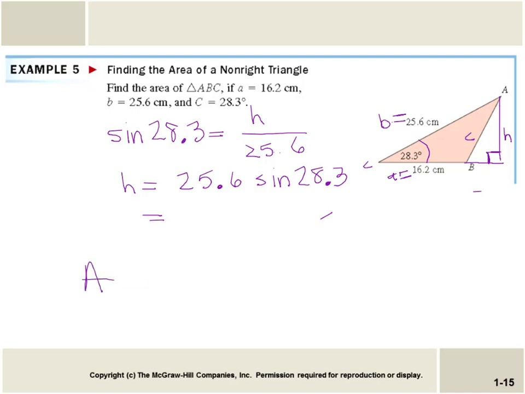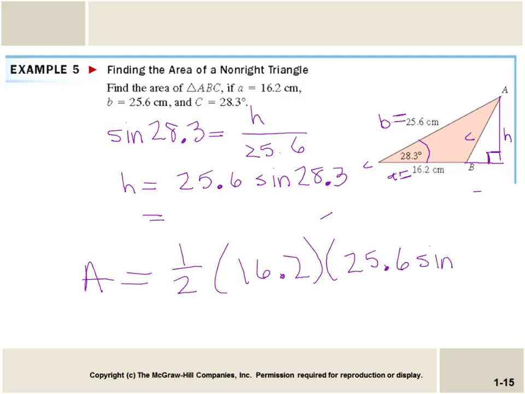So basically, we can say the area is equal to 1/2 times, what's the base? Yeah, 16.2. Times the height, which we know now is 25.6 sine of 28.3. And whatever number that is is the area.